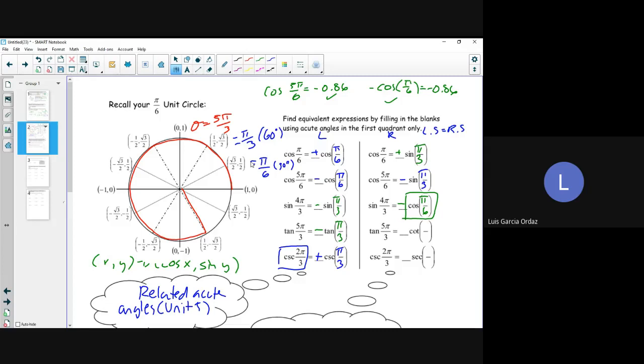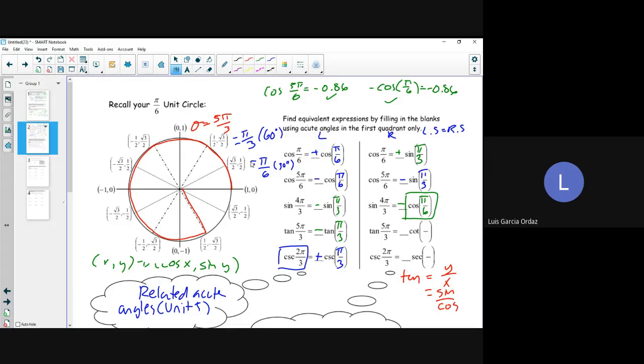Remember, tan is the ratio between sine divided by cosine. What is the ratio of tan? Isn't it root 3 over 3? Remember, tan is equal to y over x, which is equal to sine divided by cosine.